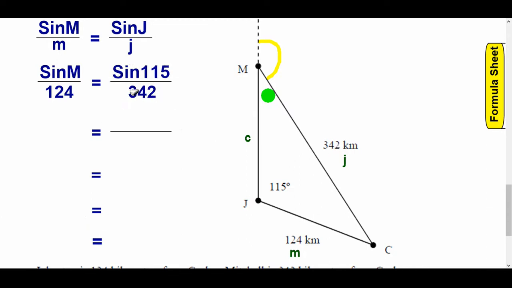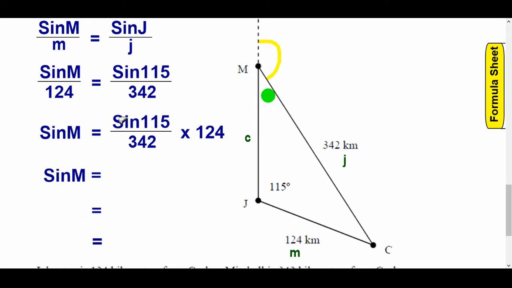Okay, well let's work out what sine M is, and to do that we need to multiply this side by 124. You can think of it as doing the same to both sides. Times this by 124 and they would cancel, and times the other side. Now type all that into your calculator. Just type sine 115, divide by 342, times 124. Make sure you put brackets around your 115 in your calculator, and that should pop out with a big long answer like that. Now that's not your angle, of course it's not 0.3 degrees there.